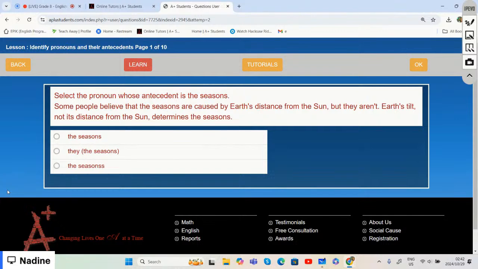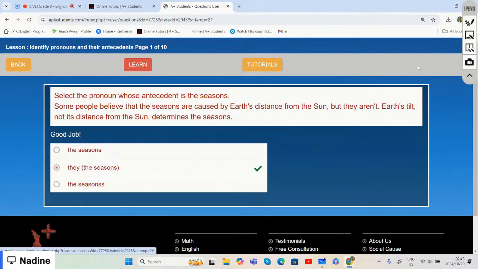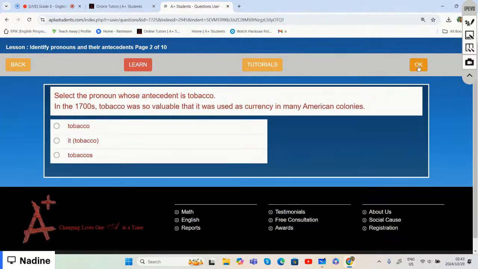And if we were to select our pronoun whose antecedent is seasons, then we will choose option two. They refers to the seasons. So well done. Option two is correct.